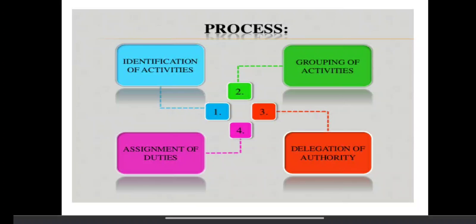Process of organizing. The process of organizing is a series of steps that involves how to start a plan of action to achieve organizational goals. When we observe this process of organizing, it involves 4 steps.